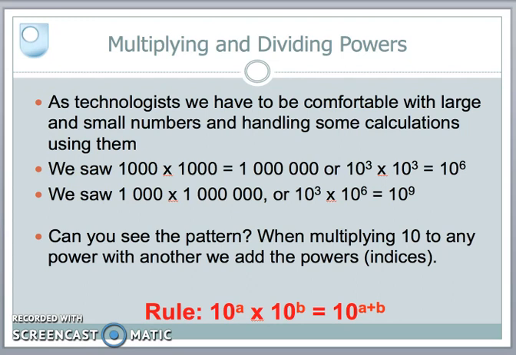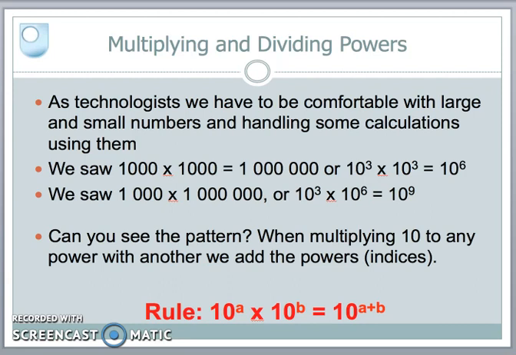We saw we could multiply a million by another 1,000, and this gives us what we call a giga. So 1,000, which is 10 to the power of 3, multiplying a million, which is 10 to the power of 6, gives me 1 followed by 9 zeros, and we write this as 10 to the power of 9. So can you see a bit of a pattern that's appearing here?